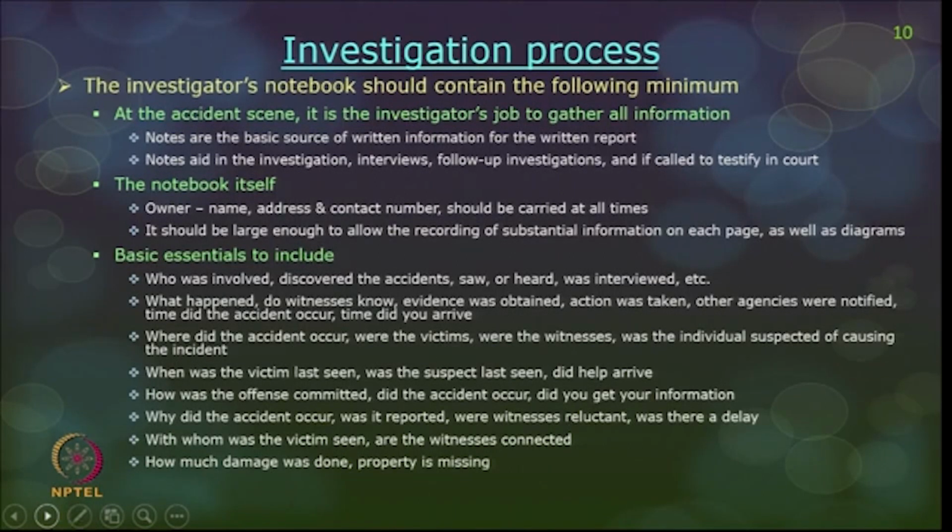Investigation process. The investigator should maintain a notebook or file up all the scenes completely. At the accident scene, the first task is to gather all information. Notes are the basic source of written information, and they aid in the investigation process, interviews, follow-up investigations and so on. If the picture is not clear, they can go back and forth through the investigation pages. All these records should be maintained in a notebook or saved in a particular file and folder.